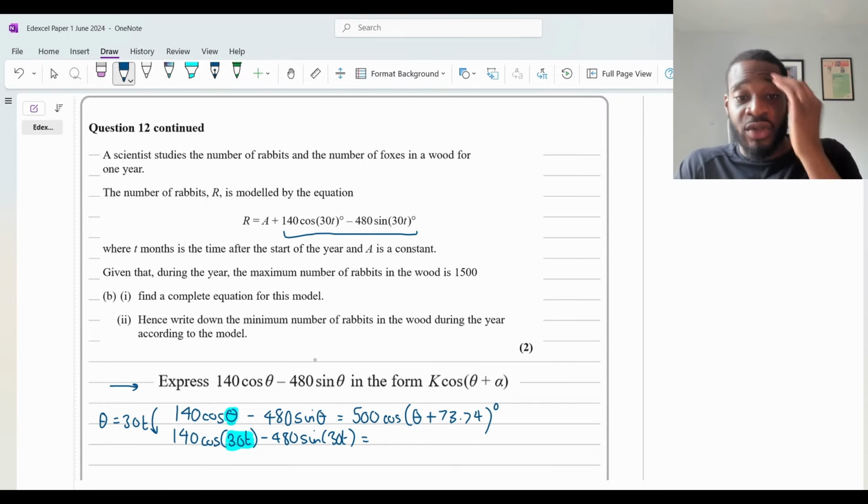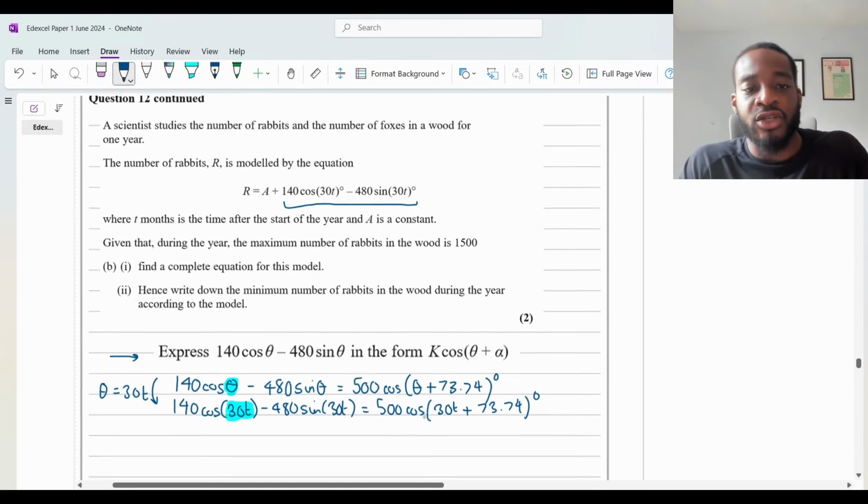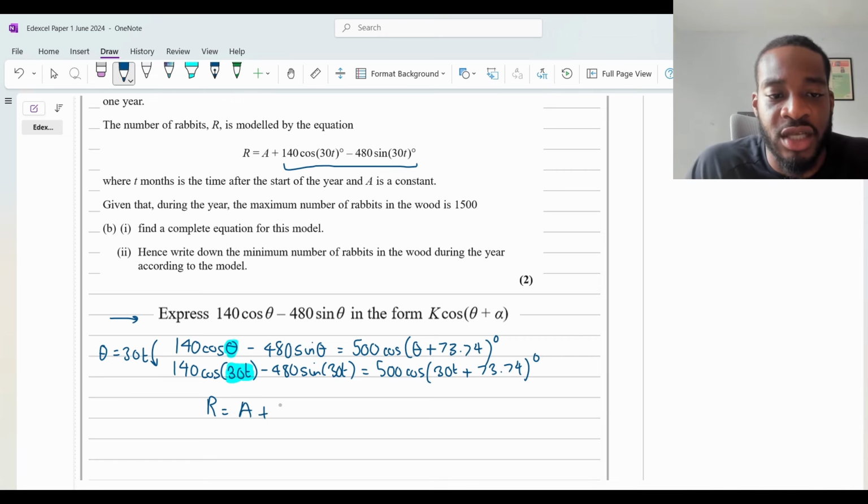So that tells me that I can just say this is 500 cosine of, instead of writing theta, it's just going to be 30t. The model isn't complete, but I can update it now with this. So I can now write the model as R, the number of rabbits, is equal to that constant A that we're trying to find, plus, and then instead of writing 140 cos 30t, I'm going to write 500 cosine 30t plus 73.74 degrees.